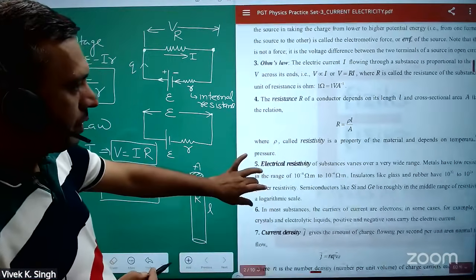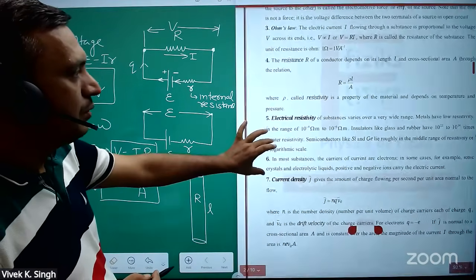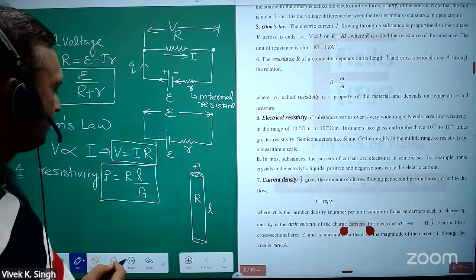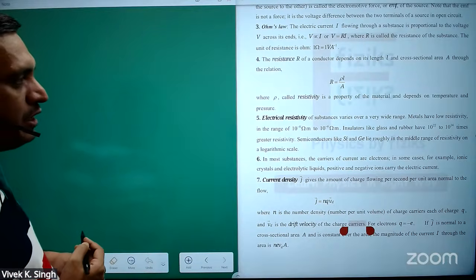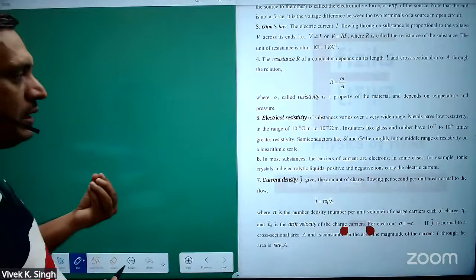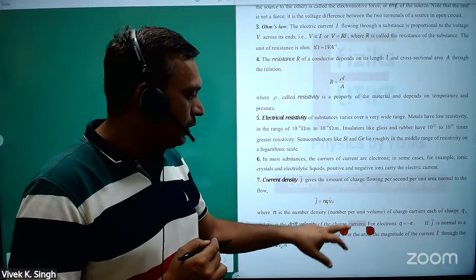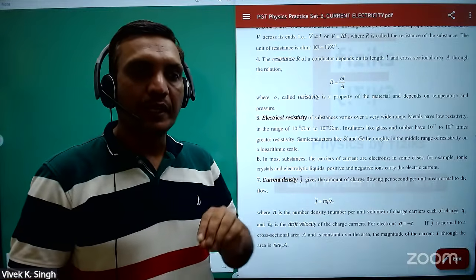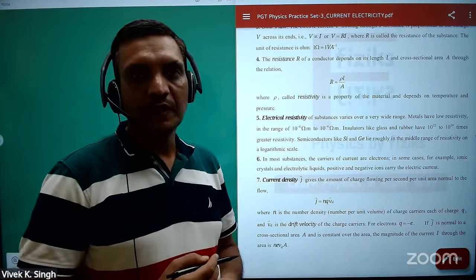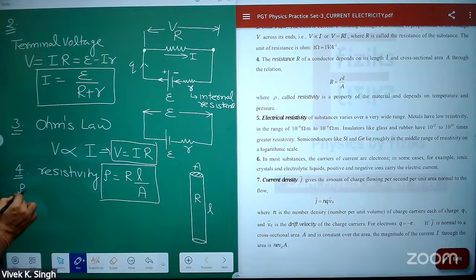Now, the electrical resistivity of a substance varies with temperature. Metals have low resistivity of the order of 10 to the power minus 8, and the unit of resistivity is what? Ohm meter. Resistance is ohm, resistivity is ohm meter. Conductivity is 1 by resistivity. So rho is resistivity, its unit is ohm meter.